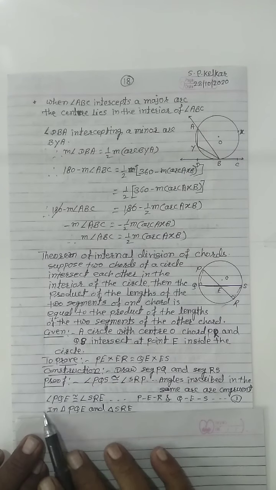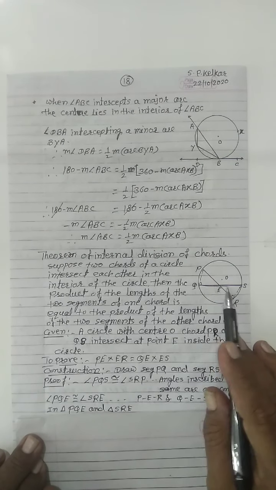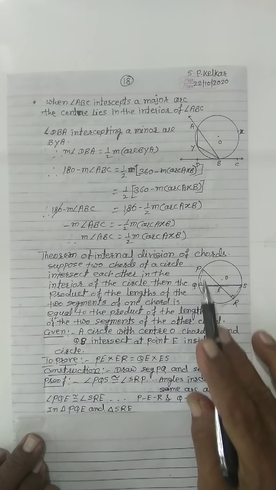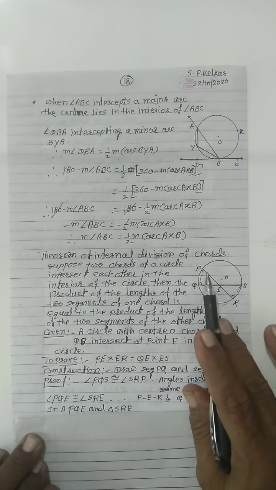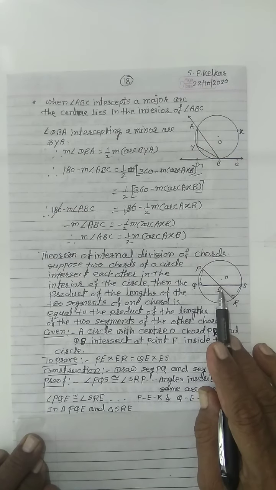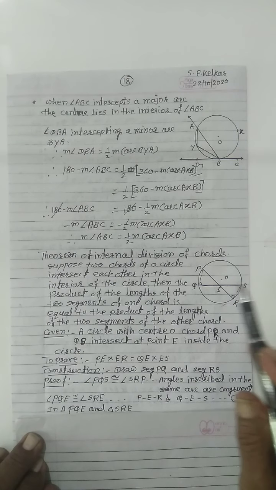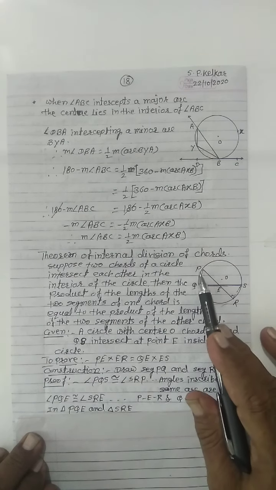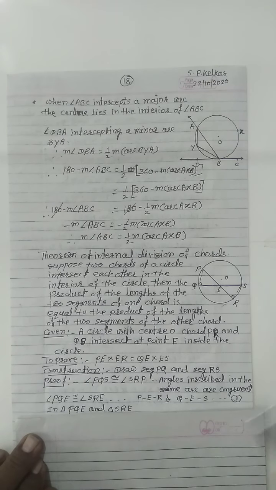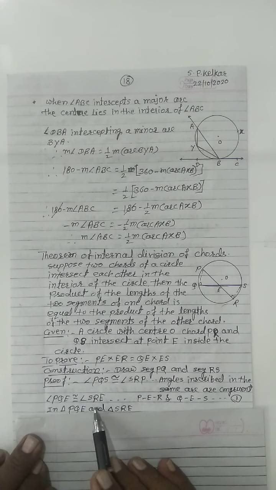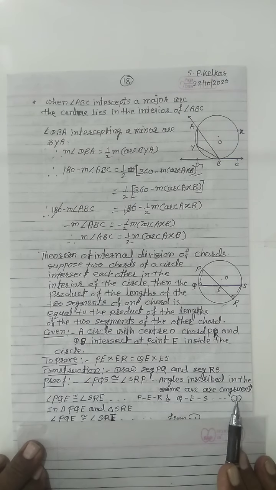Then I write the measure of angle PQE. Angle PQS, for this angle we write PQE. Then angle SRE, for this angle SRP we write angle SRE. The angles are the same but the name of the angle is changed. Now write this as equation 1.